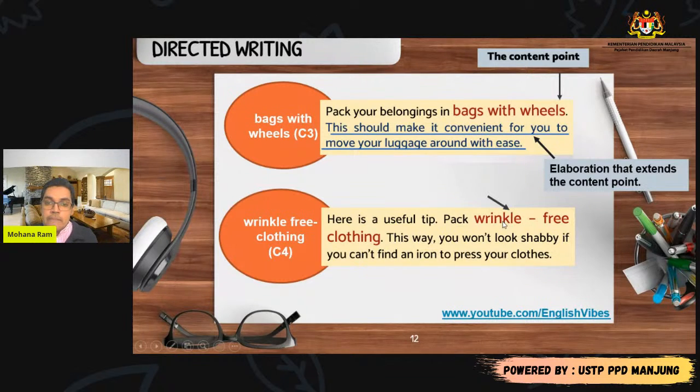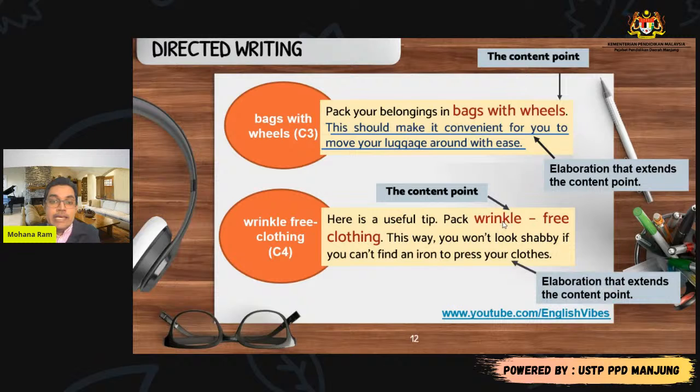Here is a useful tip. Pack wrinkle-free clothing. This way, you won't look shabby if you can't find an iron to press your clothes. Okay, so now if you see the content point, first line, it is followed by the supporting idea, the elaboration that extends the content point. So this is how you write.